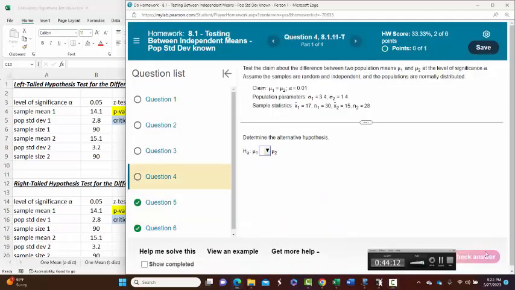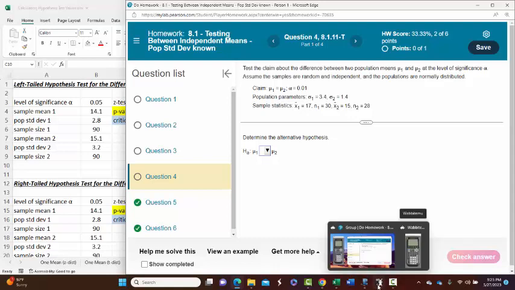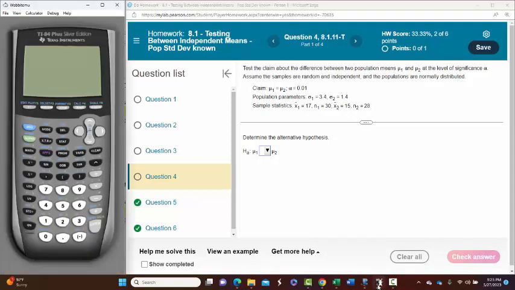So let's take a look at one more. Okay, here they just have everything set up. I wanted to do this one because it's asking for the p-value. You can see it's a two-tailed, equal, not equal. It's got our standard deviations, everything laid out easily for us, so this should be quick and easy. Stat, Test, 2-SampZTest.